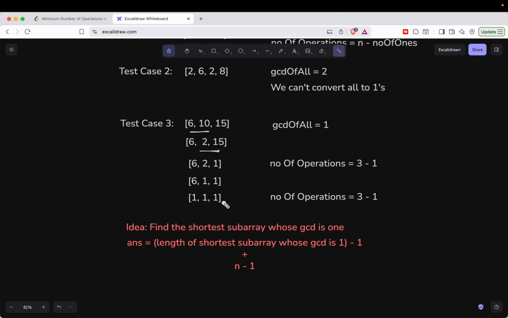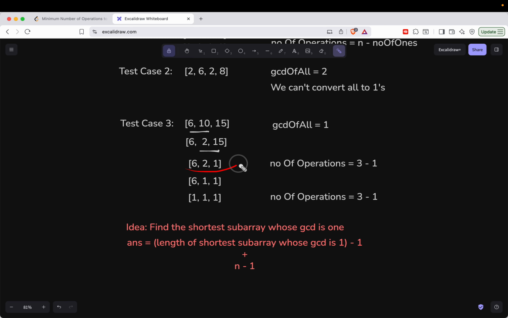So the idea here is to identify the shortest subarray whose GCD is 1. In order to identify the shortest subarray, we have to perform these many operations, which is the length of the shortest subarray whose GCD is 1 minus 1. If we perform at least these many operations, then only you can identify the subarray, and then we can convert the array into this particular form.